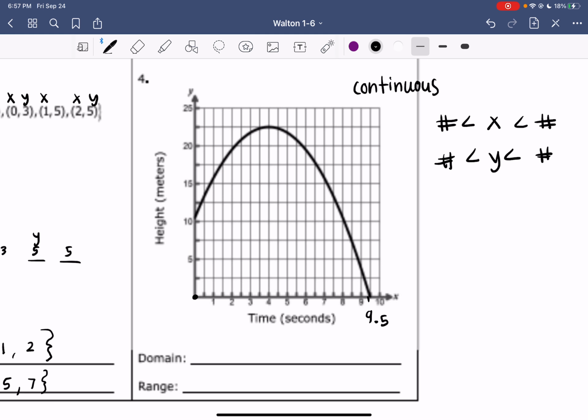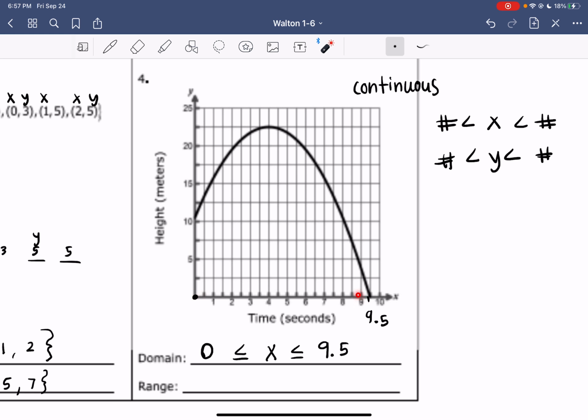9.5. So we know that our least x value is 0, so we're going to start there. And we know that x is greater than or equal to 0, but we know that our x also is less than or equal to 9.5, because that's the furthest our graph goes.